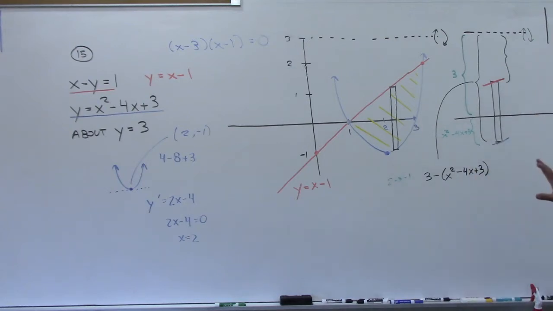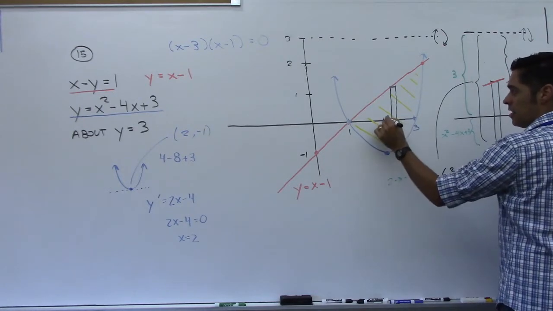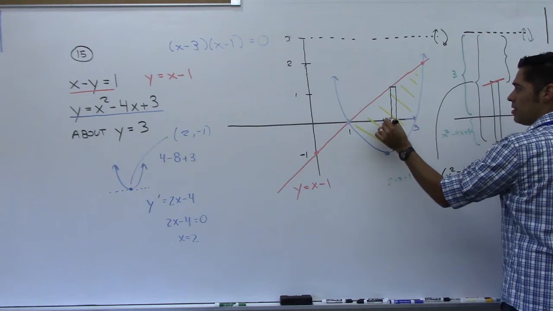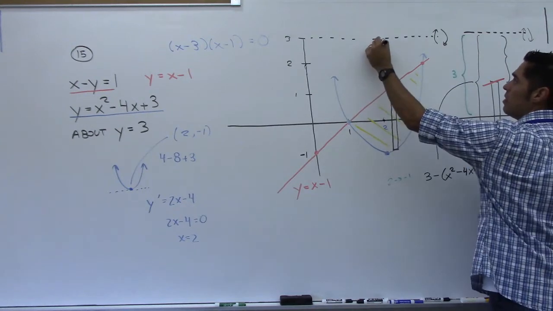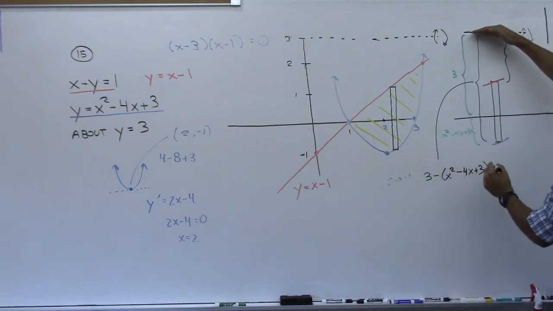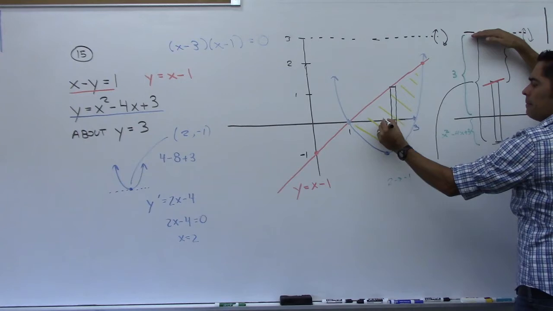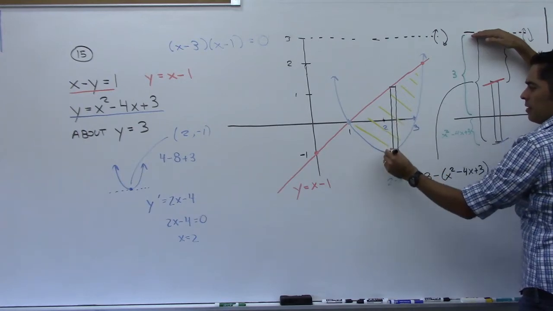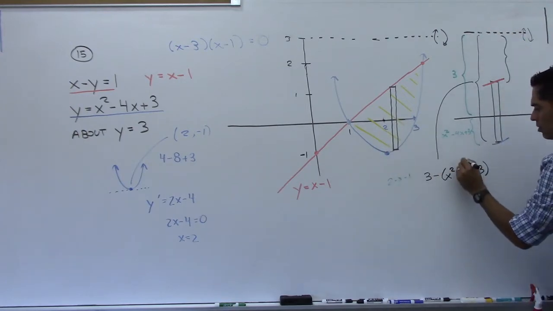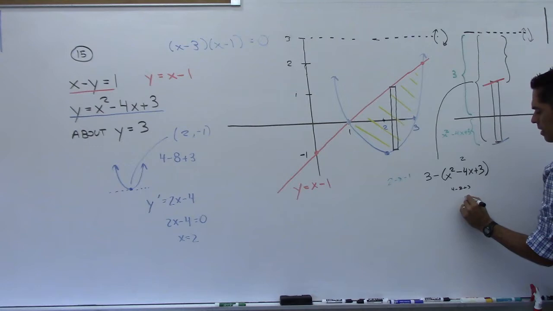Okay, so let me explain again why this is working this way. If I were to go to 2, just as an example, then the distance from the axis of rotation up here all the way down to the bottom would be the 3 that I need to get from here to here, and then the distance from here to here. So if I plug that 2 into this, you get 4 minus 8 plus 3, that's -1.